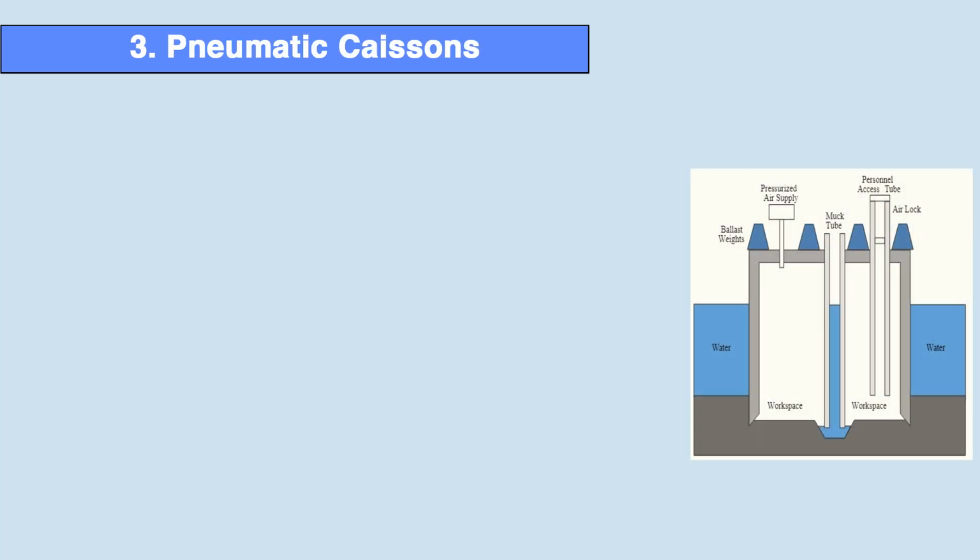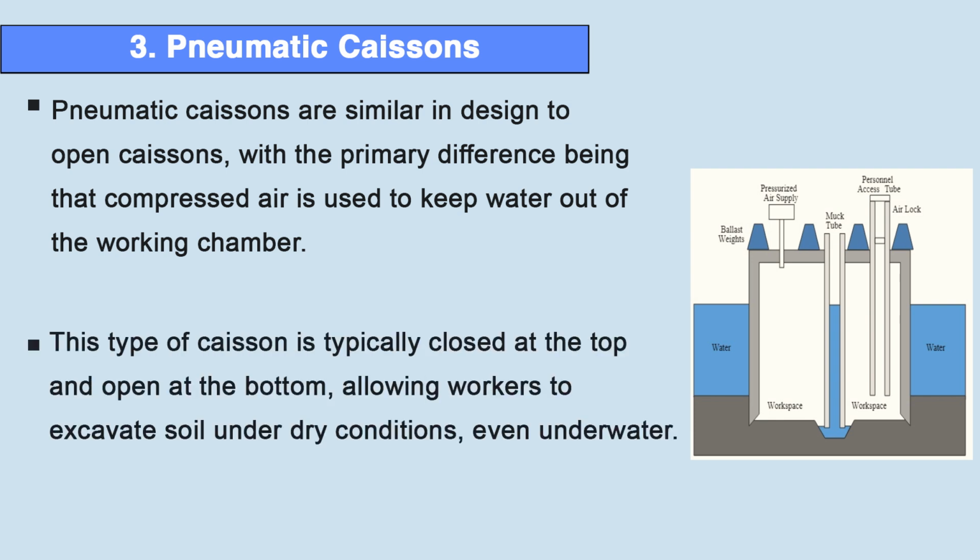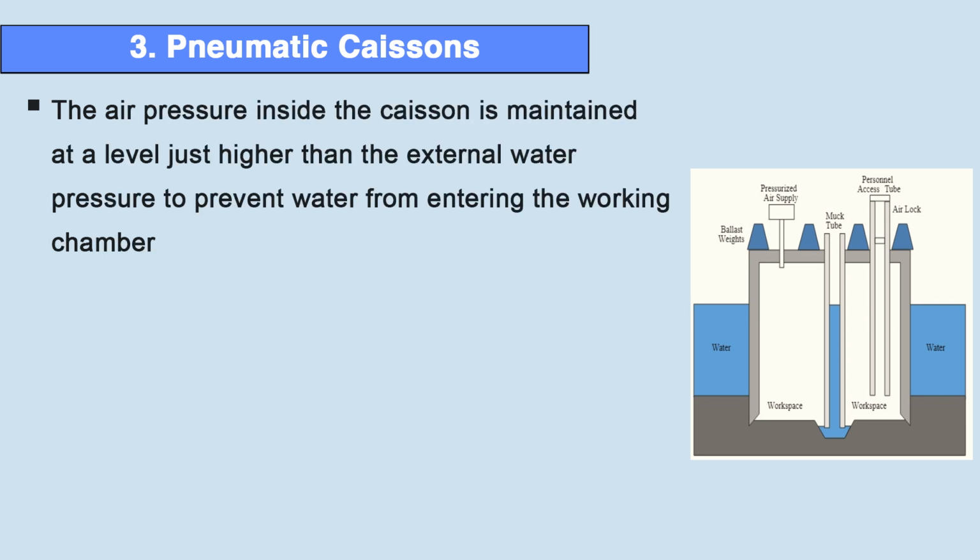Then the third type is pneumatic caissons. Pneumatic caissons are similar in design to open caissons, with the primary difference being that compressed air is used to keep water out of the working chamber. This type of caisson is typically closed at the top and open at the bottom, allowing workers to excavate soil under dry conditions, even underwater. The air pressure inside the caisson is maintained at a level just higher than the external water pressure to prevent water from entering the working chamber.